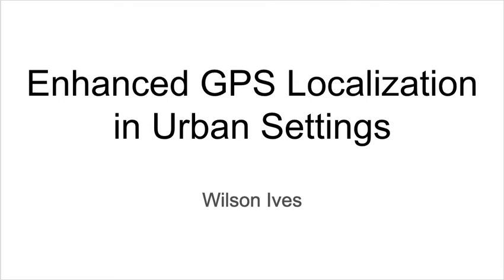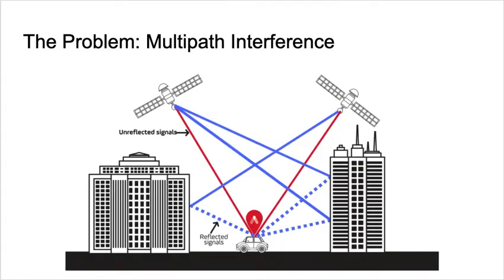Hello everybody. For my final project, I will be working on enhancing GPS localization in urban settings. One of the main sources of GPS positioning error in urban areas is multipath interference, which is basically where signals from GPS satellites reflect off buildings or other large structures, which confuses GPS-enabled devices.